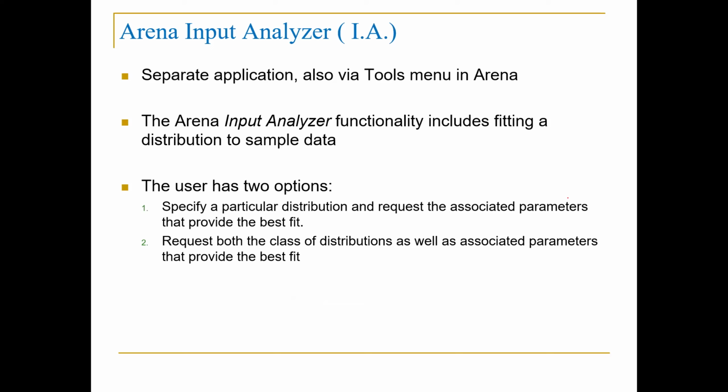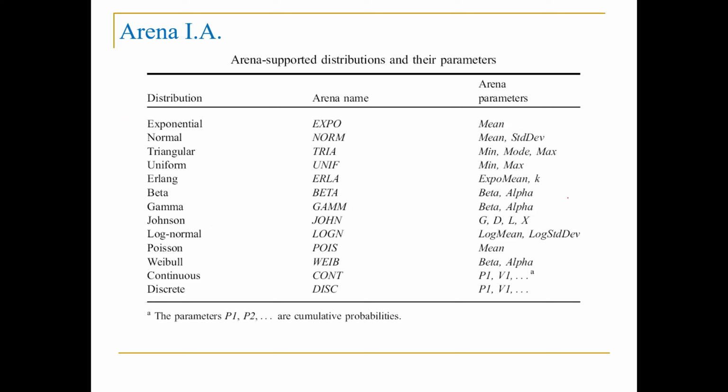The user has two options: specify a particular distribution and request the associated parameters for that distribution, or request both the class of distributions as well as the associated parameters and find the best fit. So if you want to test one distribution at a time, you can do that. If you want to test them all together and ask the software, tell me which one is the best, you can also do that. Here's the list of Arena's reported distributions for the input analyzer.